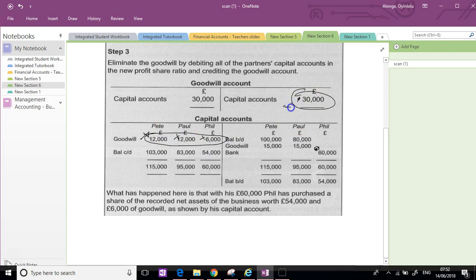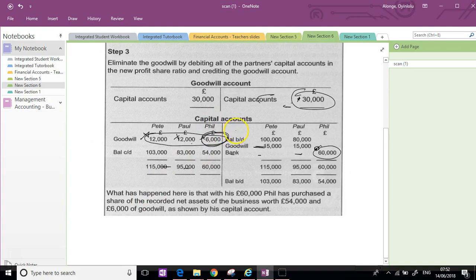The goodwill's gone. So in effect, what have I done? I've taken 6 away from Phil's 60,000, and in effect I gave Pete and Paul 15 each here, and then I took 12 and 12 away, which means I actually gave them 3 and 3. So let's really see what's happening here. This is the mechanics.